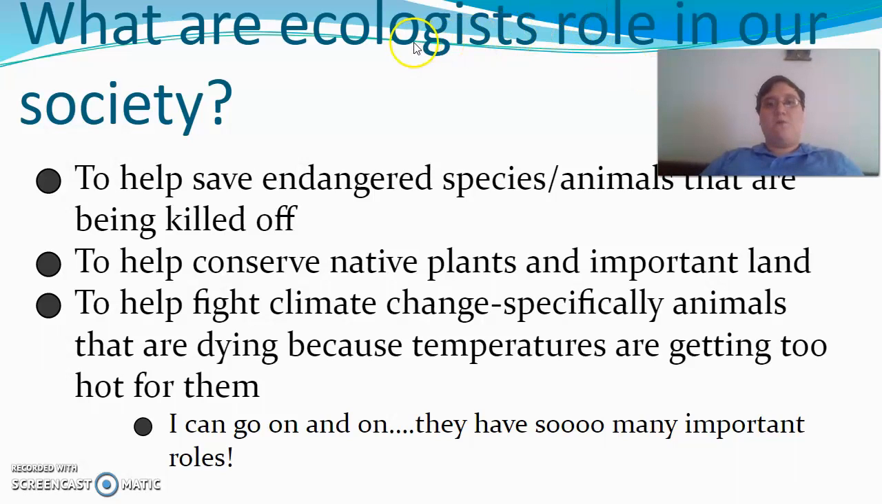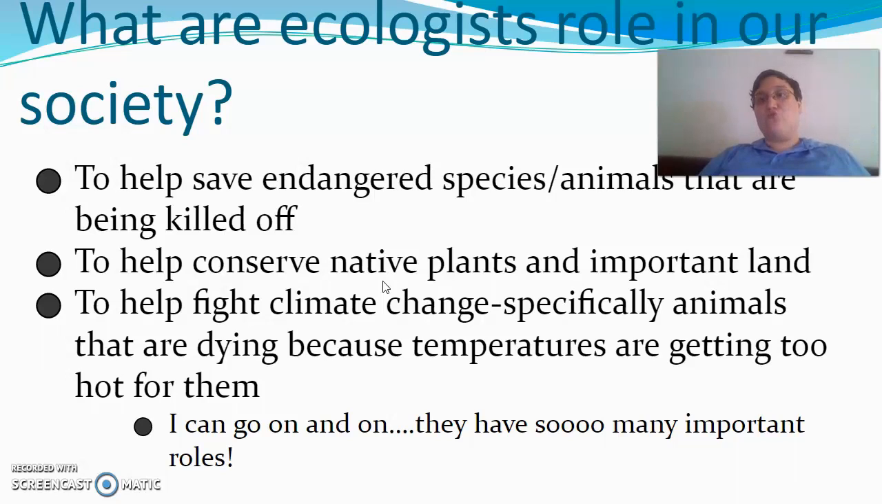So what are some of ecologists' roles in society? Well, to help save endangered species. Endangered species are animals that are suddenly dying in high numbers. Lots of ecologists' jobs revolve around saving these species and helping them survive. Some of their jobs involve conserving native plants. We're going to talk more about native plants later in the year, but native plants are plants that are supposed to be here. So we have native plants and invasive plants, which are not supposed to be here.